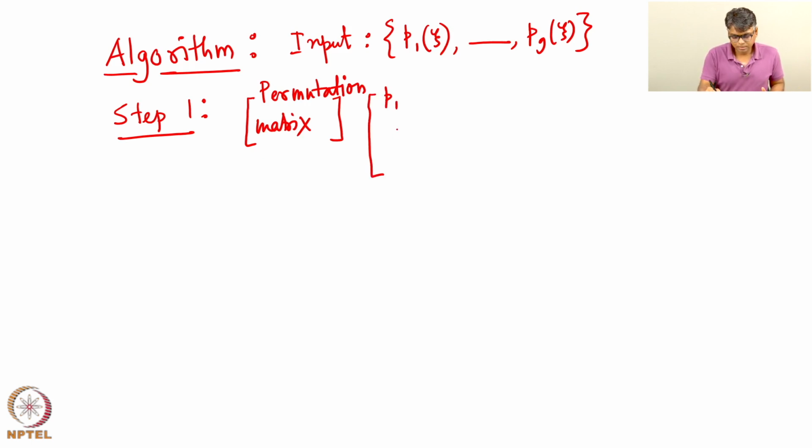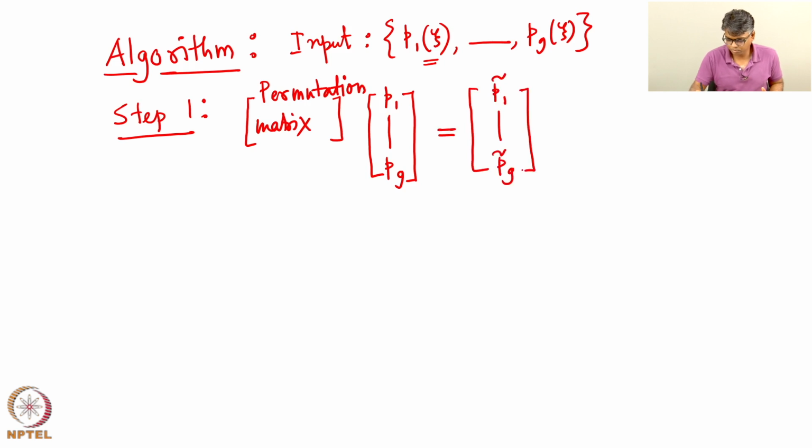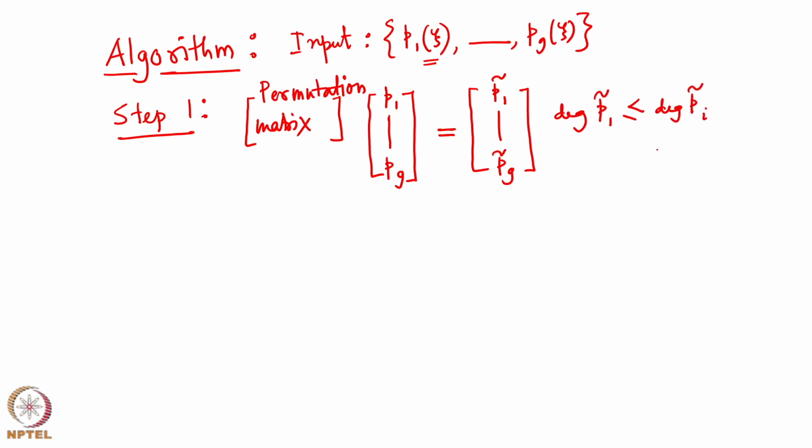When we do this, I am going to get rid of the argument now because it is understood that these are polynomials p1 up to pg, and the result of this product is p1 tilde up to pg tilde. You see the p polynomials and the p tilde polynomials are exactly the same polynomials, just the indices are different. The degree of p1 tilde is less than or equal to the degree of pi tilde for all i. That's the condition. Okay.